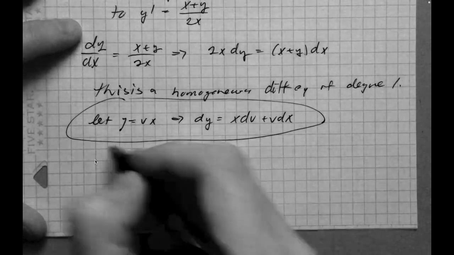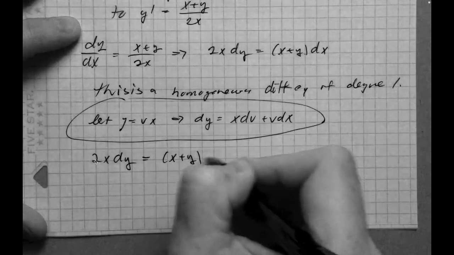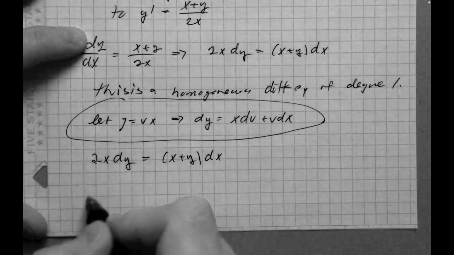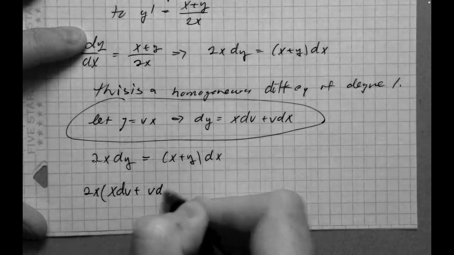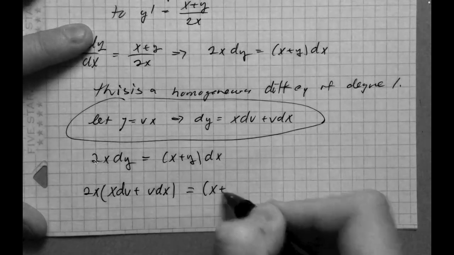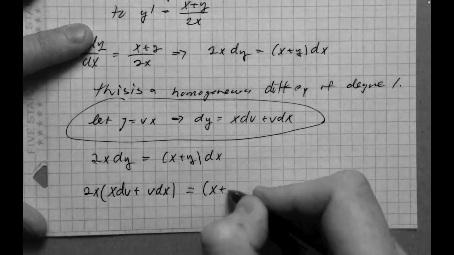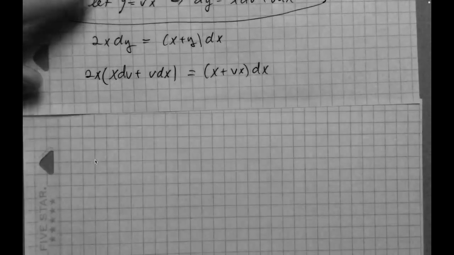And so here's what we have. We have 2x dy equals (x plus y) dx. And so let's do the substitution. So 2x times (x dv plus v dx), that's this part, and that's equal to x plus y, but instead of y, we're going to put vx, dx. Okay. So we get to that.